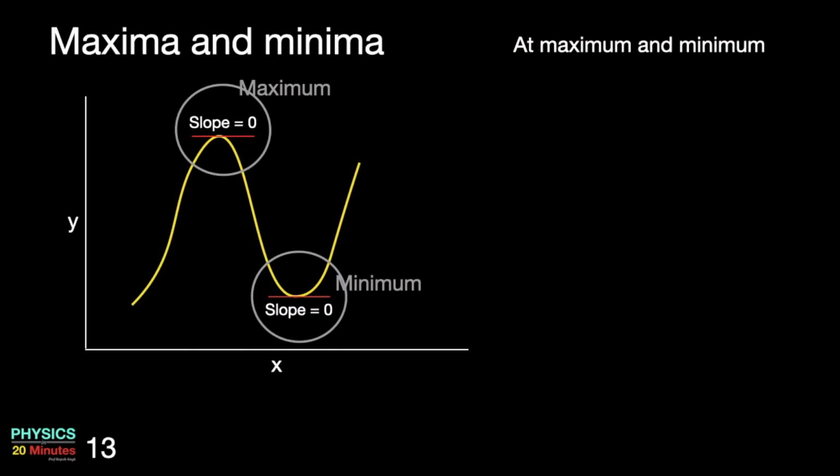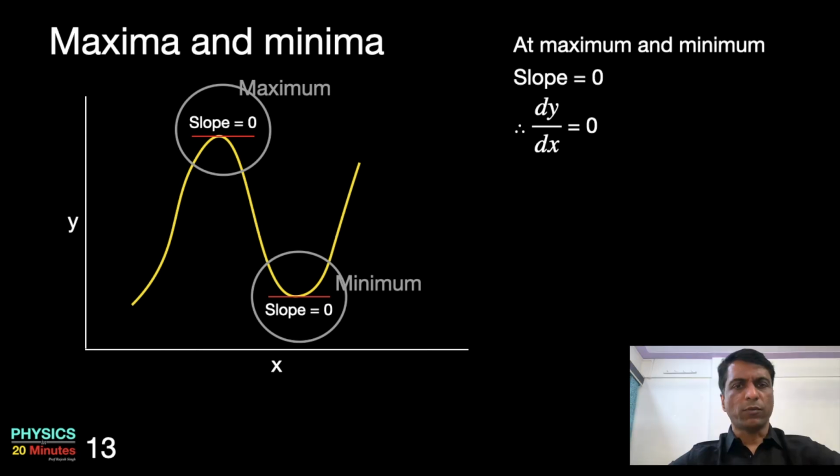So at maximum and minimum, since the slope is 0, the first derivative must vanish. Therefore, dy by dx has to be equal to 0. For both maxima and minima, the slope will be 0 and the first derivative will be 0. How do we distinguish between the maxima and minima? So let's have a closer look at them.